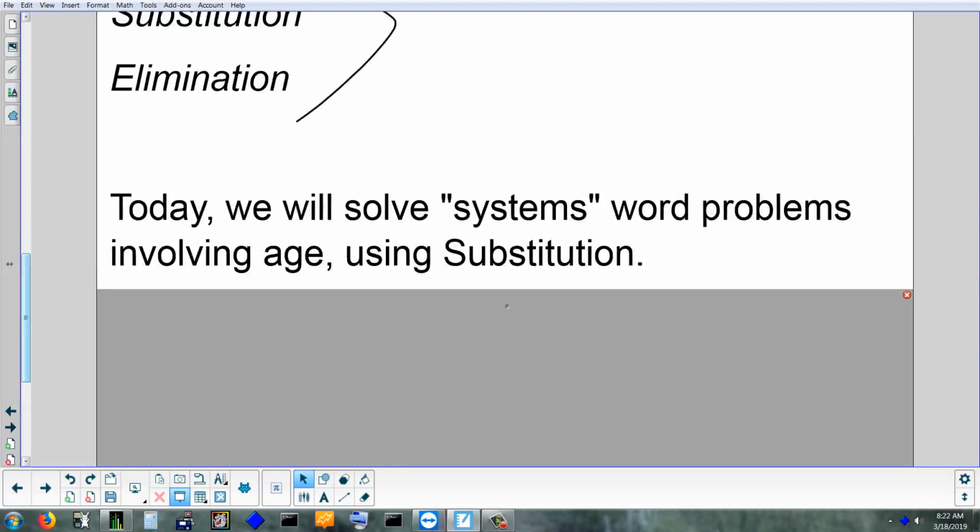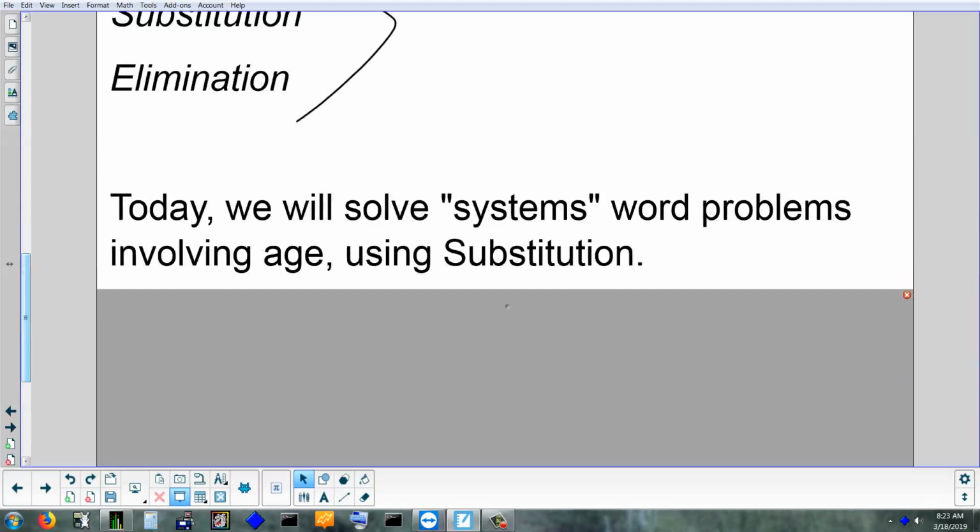All right, so we're going to solve 2 types of systems word problems this week. The first type we're going to look at is age word problems. Again, what's kind of nice about these is your answers usually aren't decimals. You're solving for someone's age, so you're going to get nice answers.